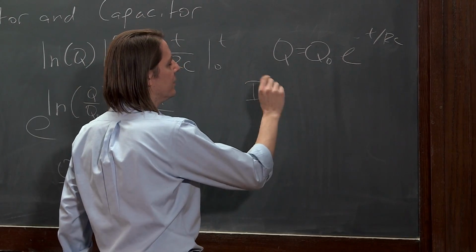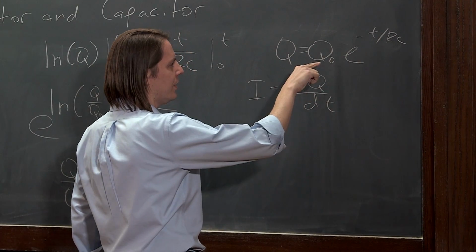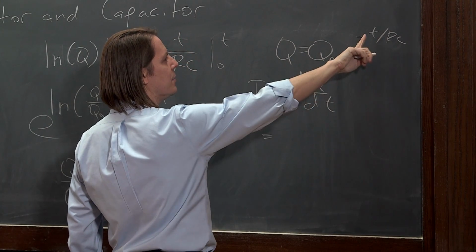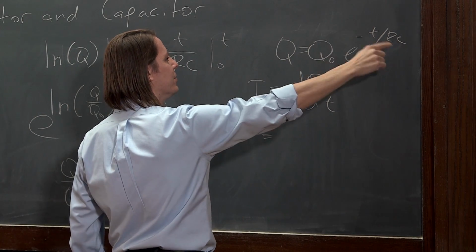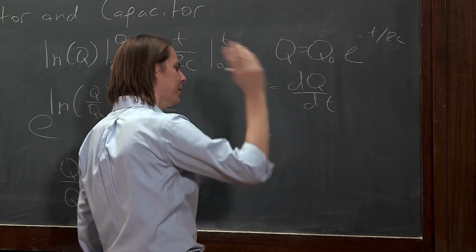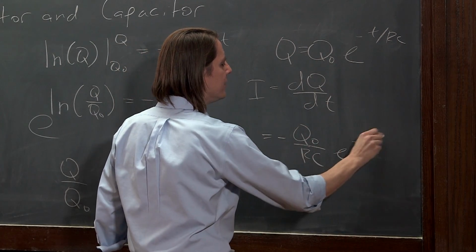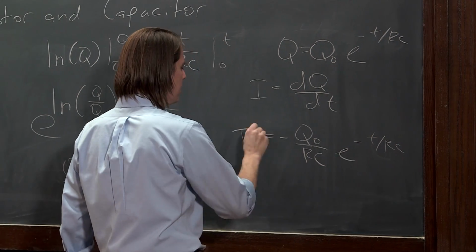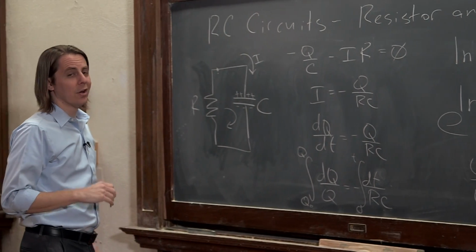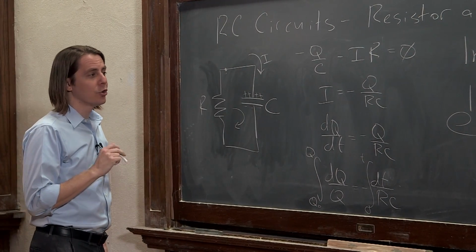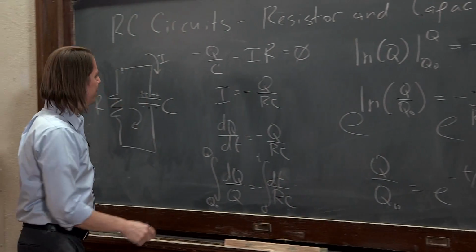The current is dQ dt. So that equals, Q naught is just a constant, so e to the minus t over RC. The derivative will remain e to the minus t over RC, and you pull out the derivative of this part with respect to time, which is minus 1 over RC, so minus Q naught over RC, e to the minus t over RC. And that is your decaying current. And look, a negative sign showed up.